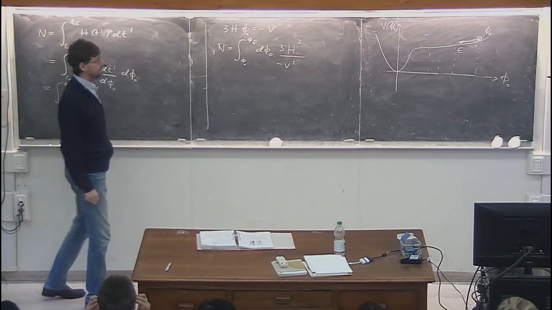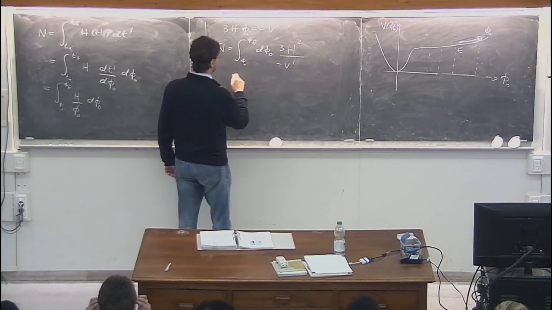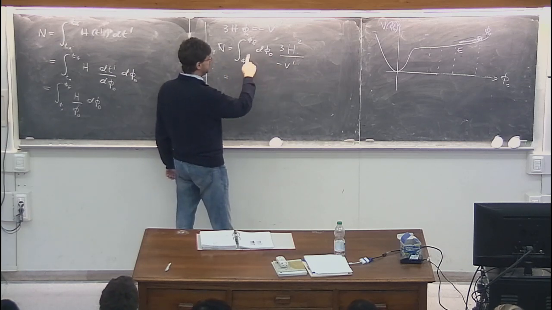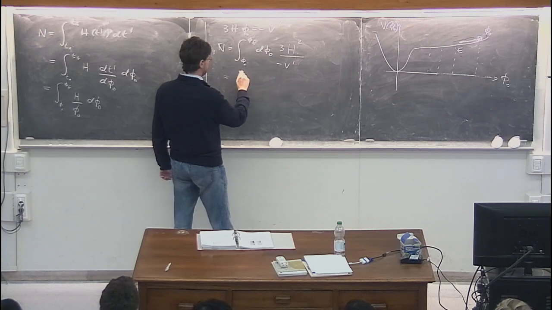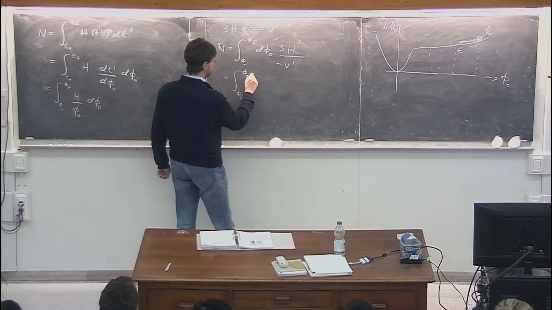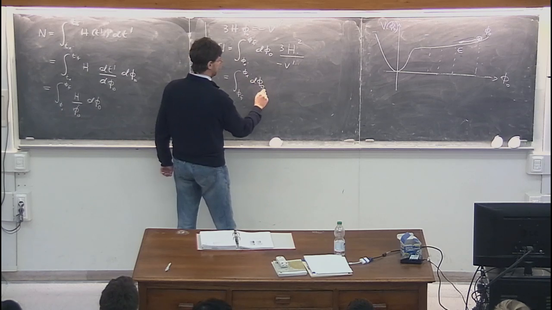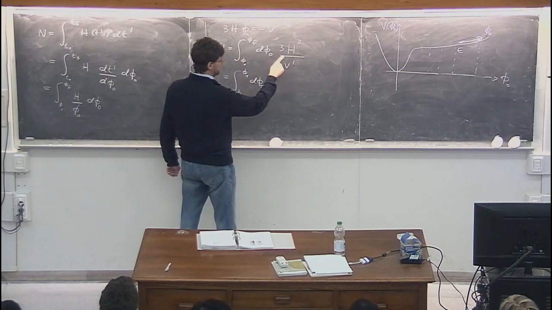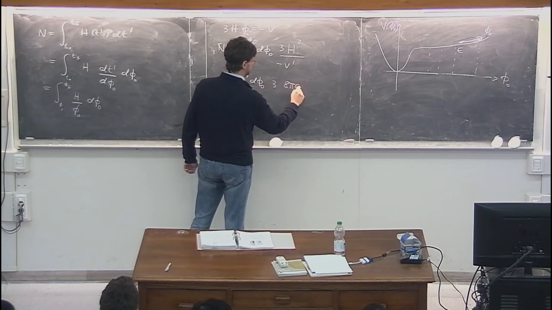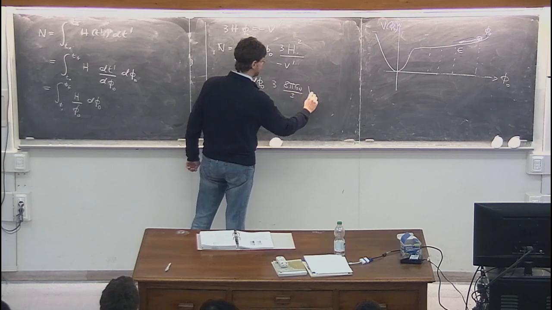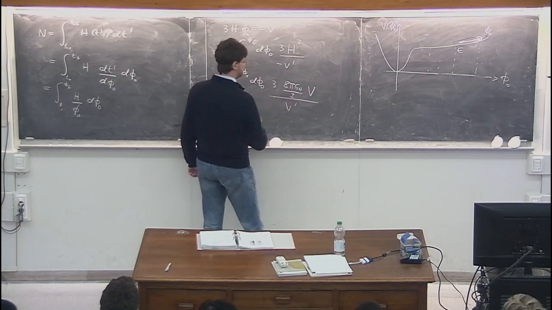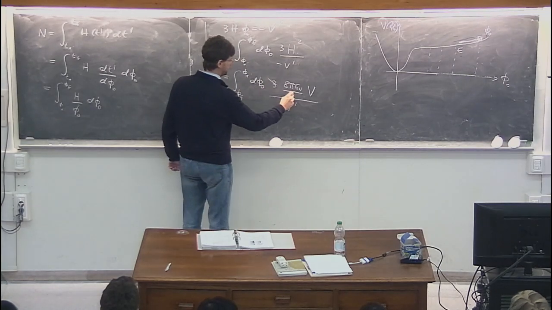Okay? Now I know that h squared in first approximation is equal, so first of all I get rid of the minus sign, changing the order of the extremes of the integral. So I integrate between phi final and phi initial in d phi 0. So I got rid of the minus sign here. 3h squared, I write it as 3 times 8 pi G Newton divided by 3 times V, because the kinetic energy is negligible, divided by V prime. Okay, so you see the 3 goes away.